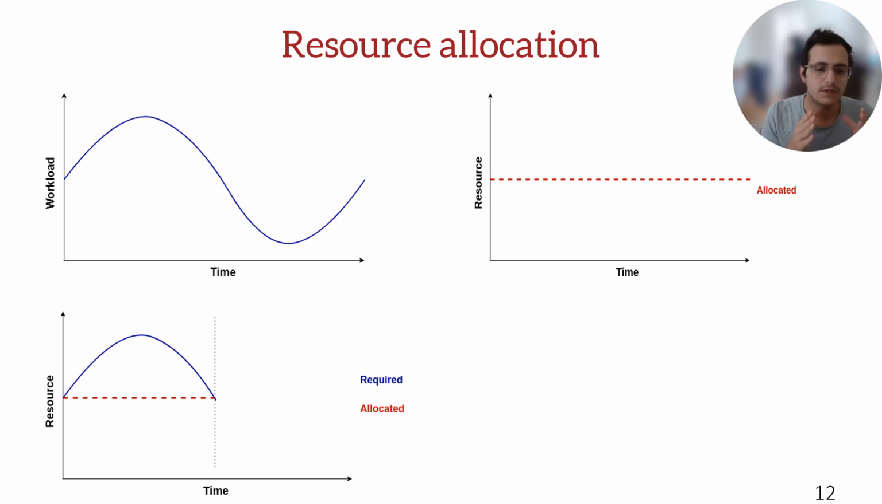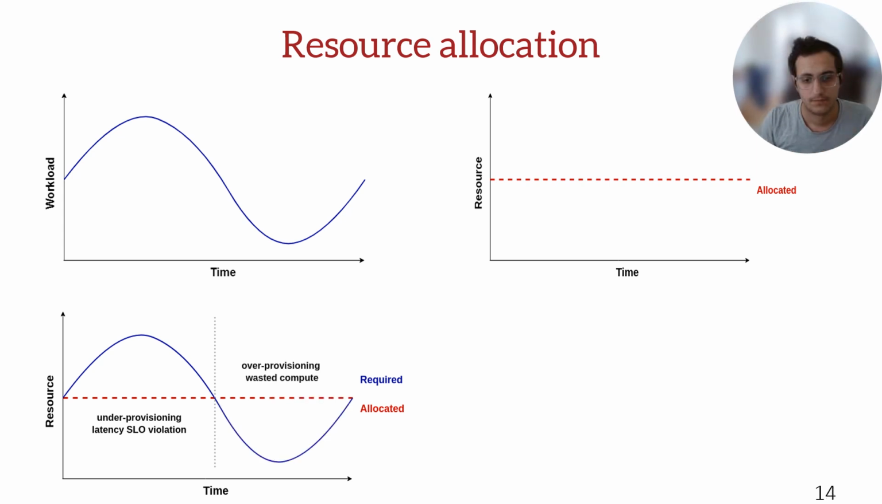In the first half of this figure, we see that the workload demand is significantly higher than what we have allocated for this workload. This is what we call an under provisioning scenario, and it leads to latency SLO violation. In the second half of this figure, we see that the workload demand is actually less than what we allocated. So in this scenario, we are facing an over provisioning scenario where we waste compute resources.